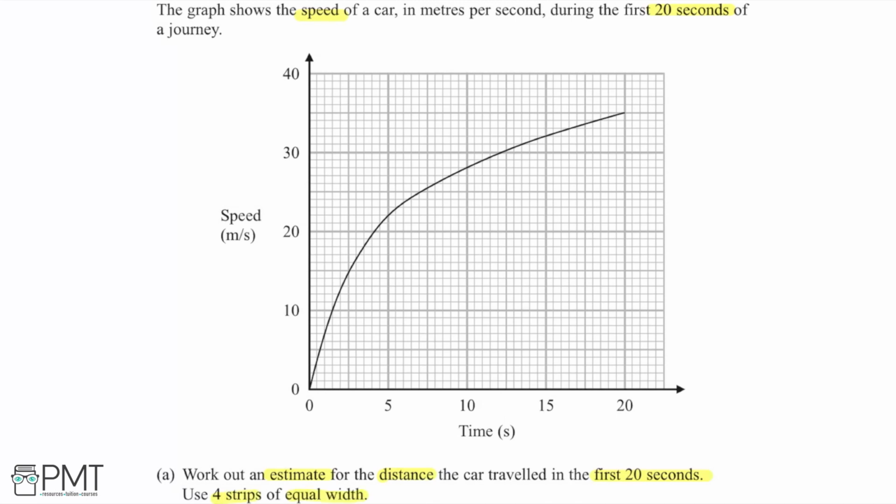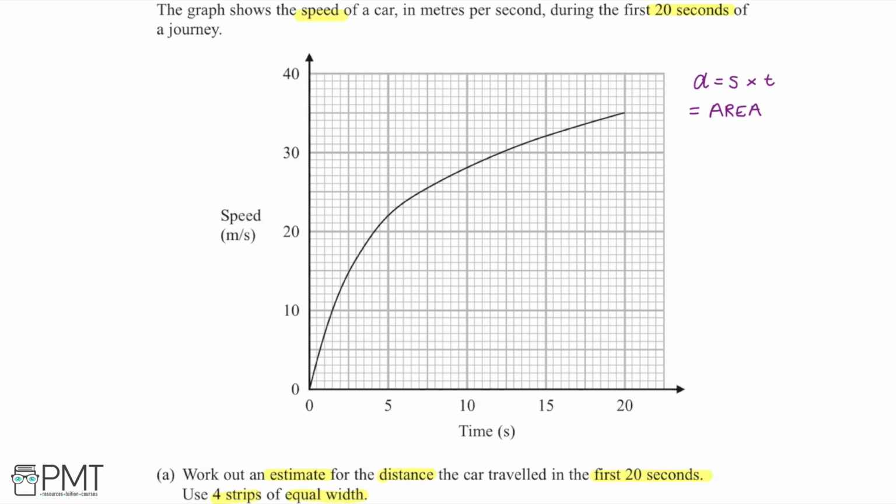So looking at the graph, we have a graph of speed against time, and we're looking to find distance. Now, if I think about the formula, distance is going to be equal to speed multiplied by time. So if we have speed on the y-axis, time on the x-axis, if we multiply them together, we're actually finding the area of the graph. So the distance is going to be the area underneath the line, underneath the curve. And we're asked to use 4 strips of equal width to calculate this.